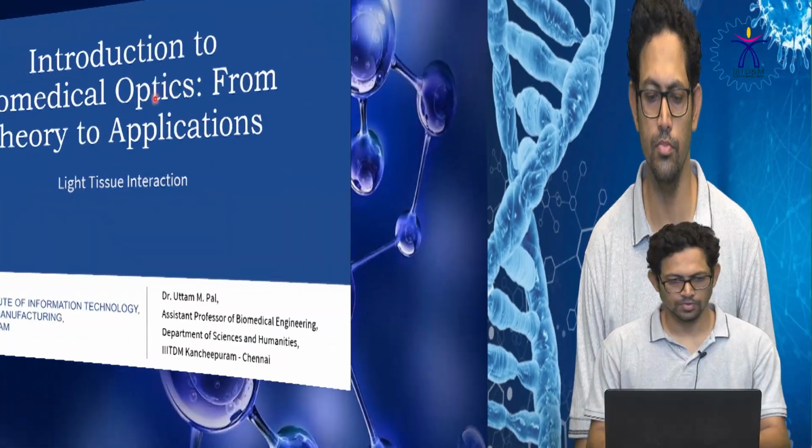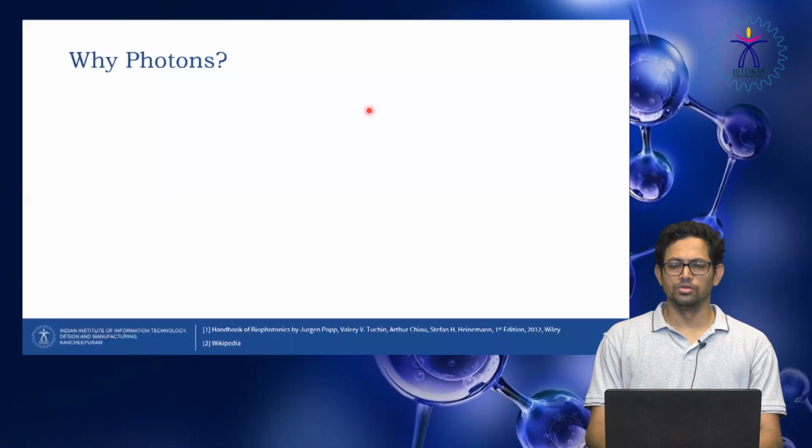Hello everyone. Today we are going to talk about tissue light interaction. We will see how the light actually interacts with the tissue. We'll talk about the basics, that is, we will start from the atomistic level, that is, how the light interacts with a single atom, and then we'll talk about diatomic species, and then we go on to more complex tissue.